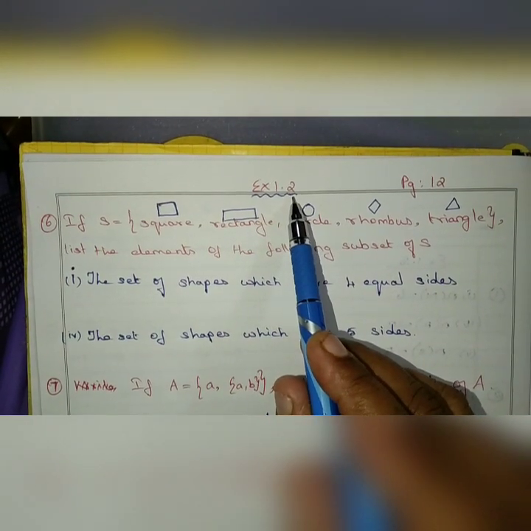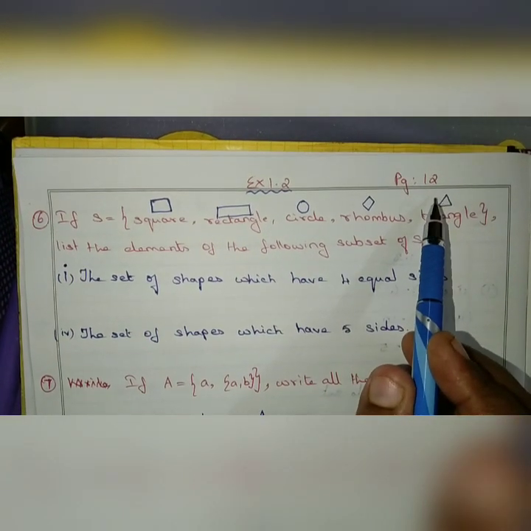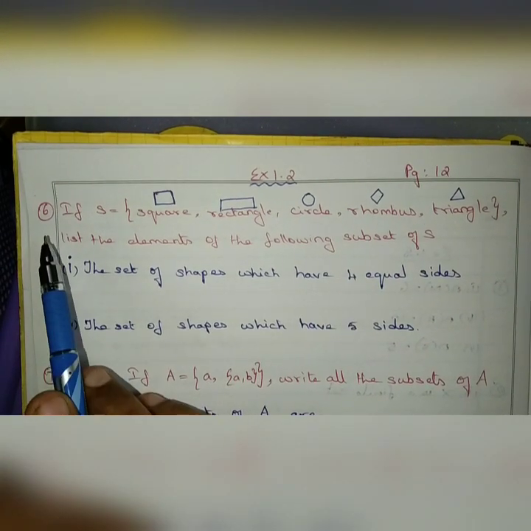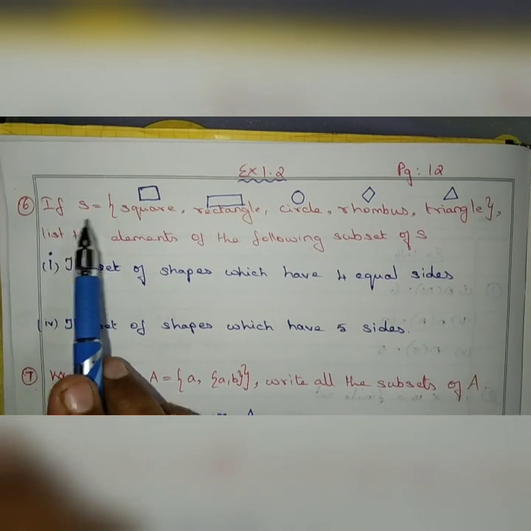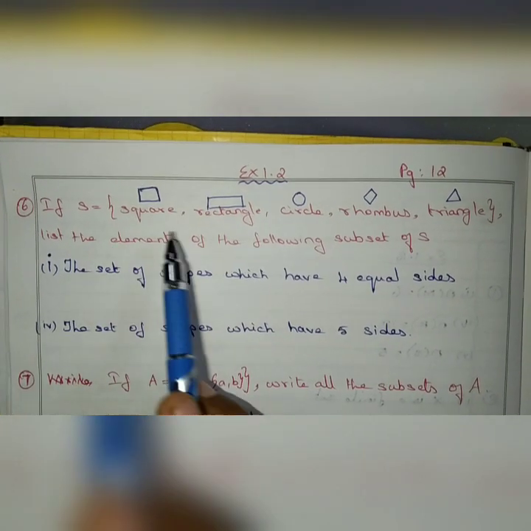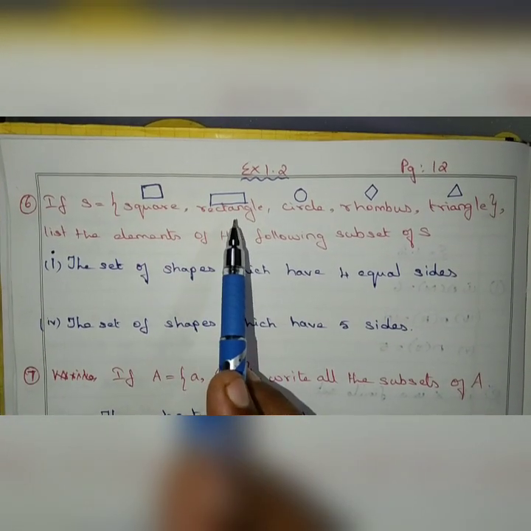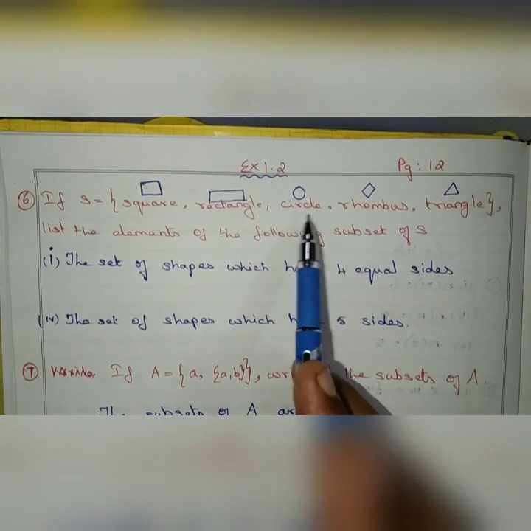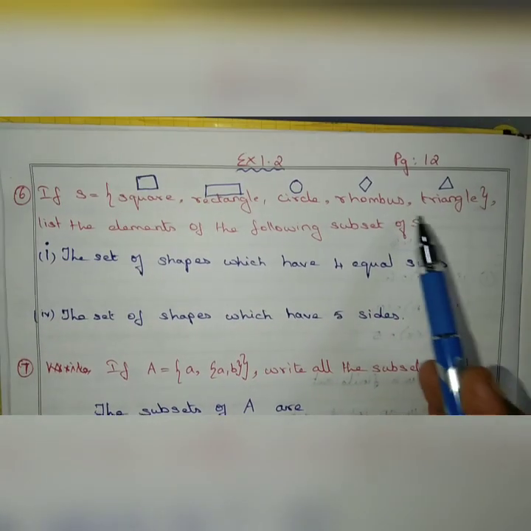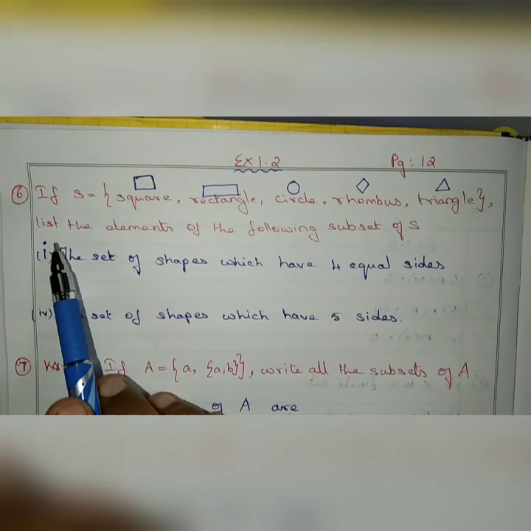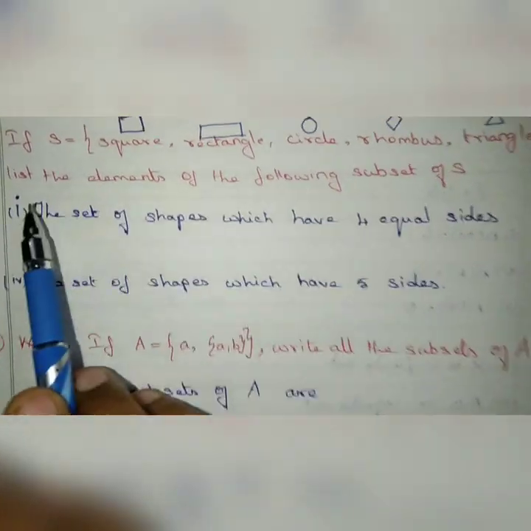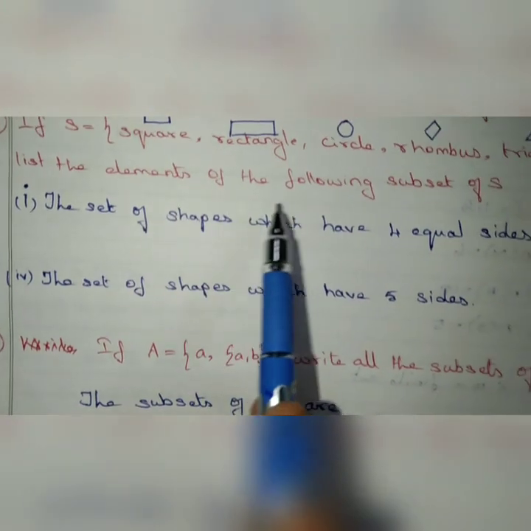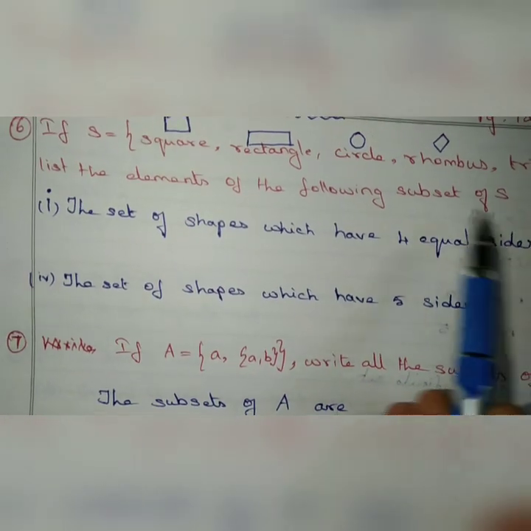Exercise 1.2, it is on page 12. We are going to do the remaining sums. Sixth sum. If S is equal to the set of all square, rectangle, circle, rhombus, triangle. List the elements of the following subsets of S. You are asked to find the elements of the following subsets of S.